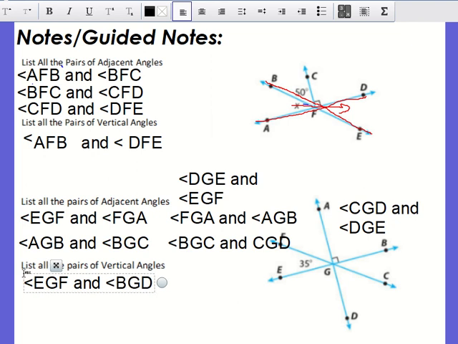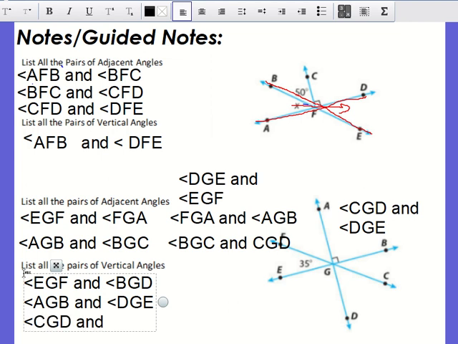They're across from each other in my intersecting lines, and they will be congruent. So another set is angle AGB and angle DGE. See how they're perfectly across from each other and will be congruent. And actually my last set for this one is CGD and FGA. So we actually have 3 perfect ones because these all perfectly cross from each other.